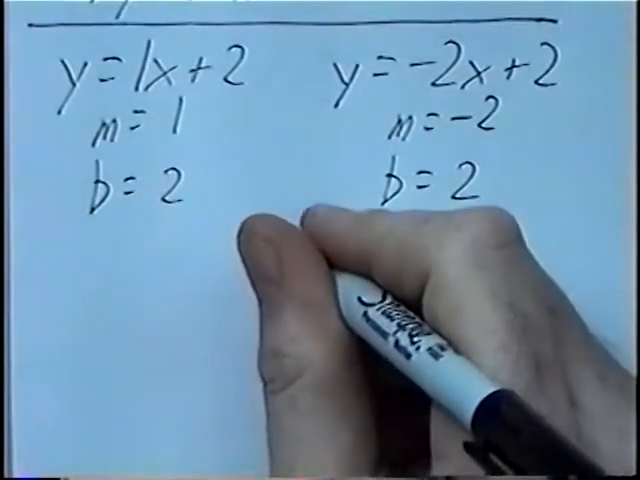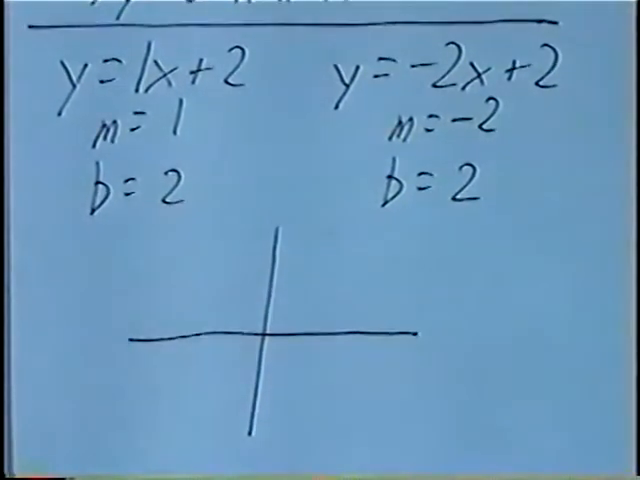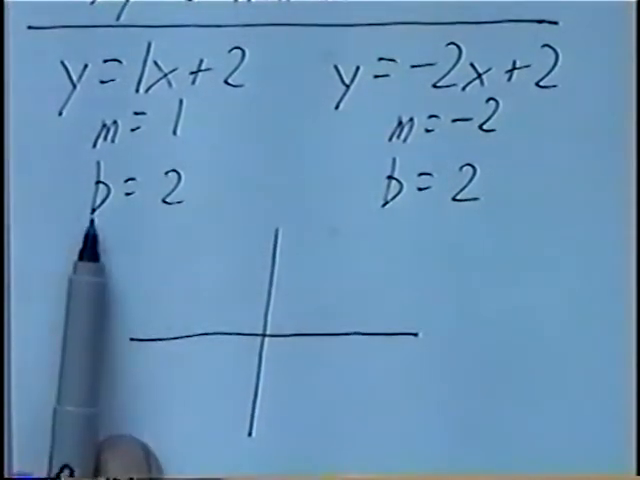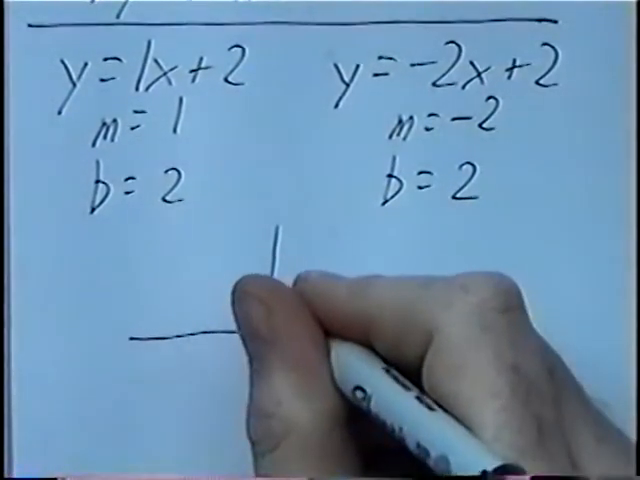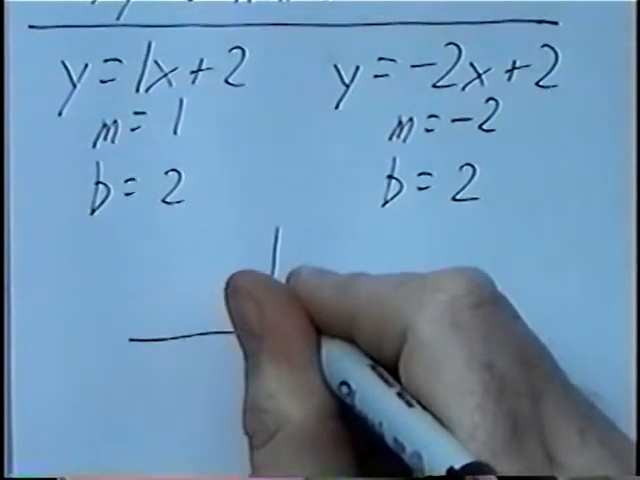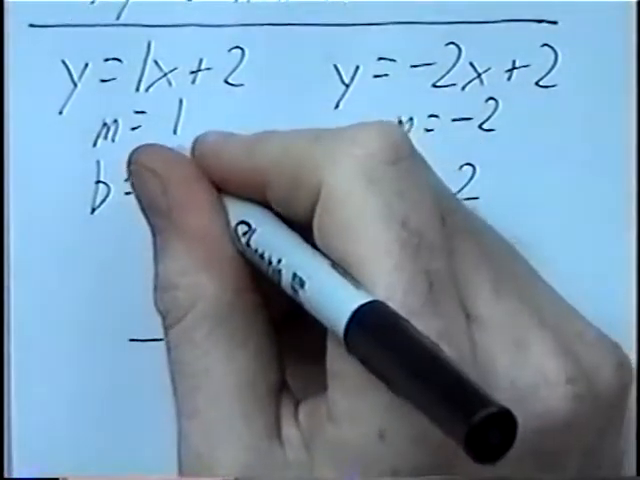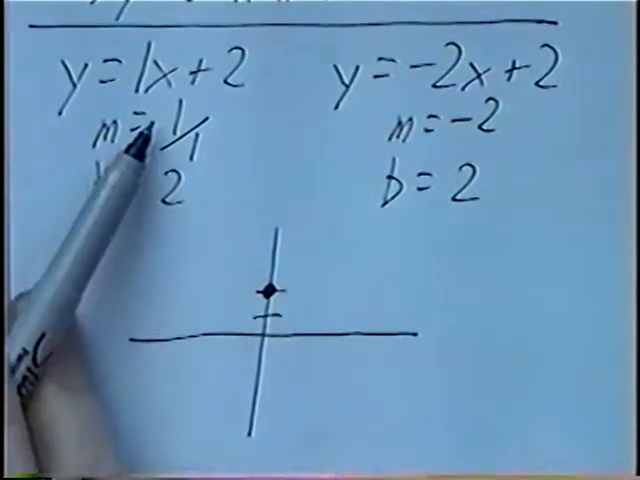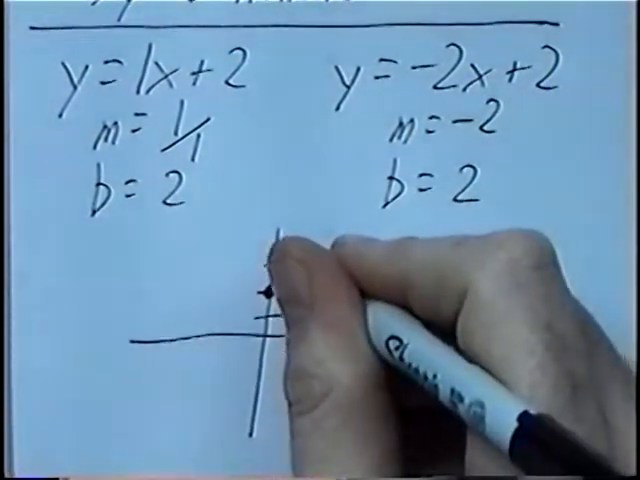Graphing from here, again we'll make one graph and graph both lines on that same graph. The first equation, starting at b, the y-intercept, we'll start at positive 2. The slope is 1. Again, you can make that a fraction by putting a 1 on the bottom. So we'll go up one spot and to the right one spot.